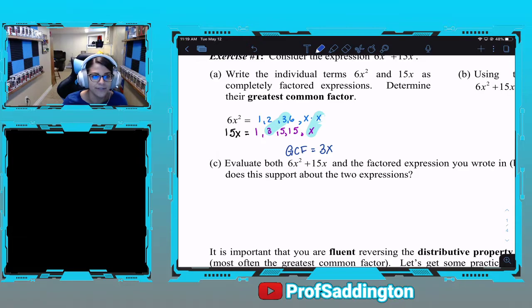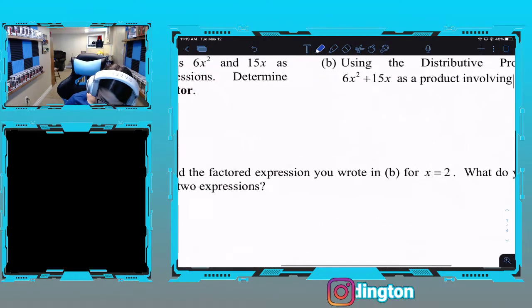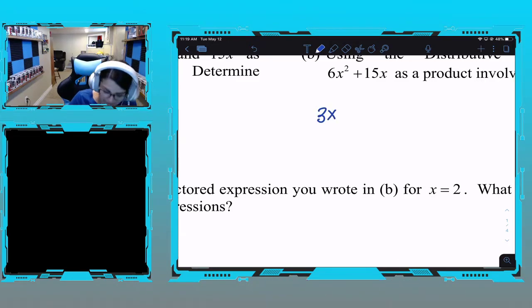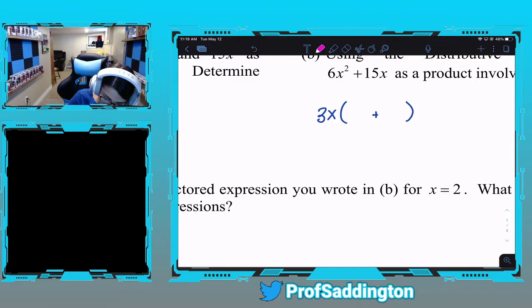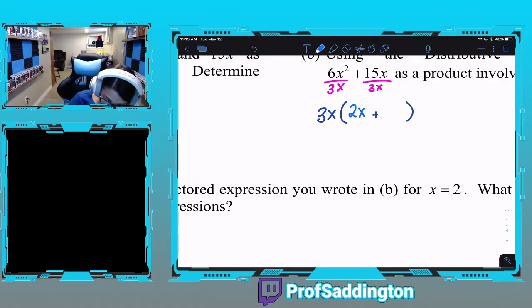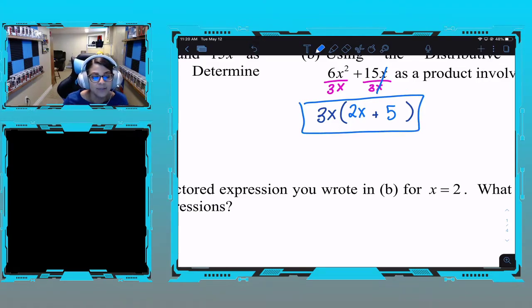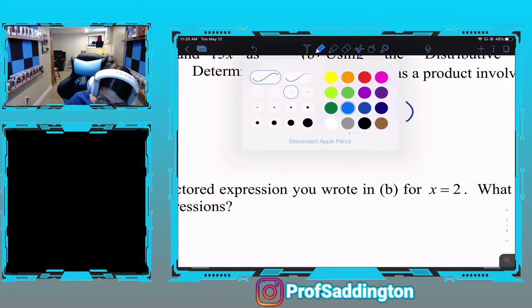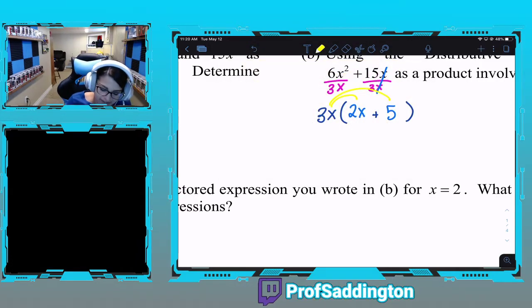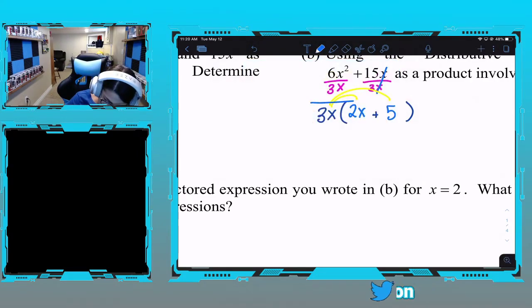If I'm going to show this in factored form, we said 3x was our GCF, so I have to figure out what's left inside my parentheses. How I figure that out is I divide each term by the GCF. 6x squared divided by 3x is 2x. And 15x divided by 3x is just 5. Remember, you subtract your exponents. You'll know you factored it correctly if whatever's inside your parentheses doesn't have anything in common other than a 1. And if I really wanted to check myself, I could distribute, and I would get 6x squared plus 15x again. So this answer is indeed correct.